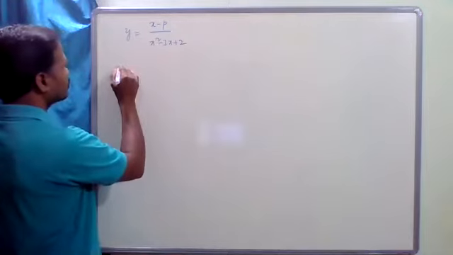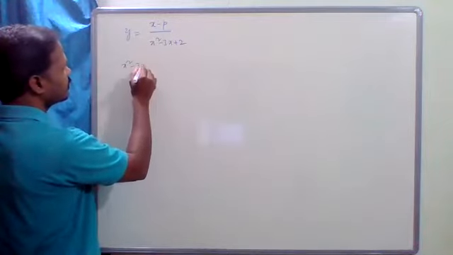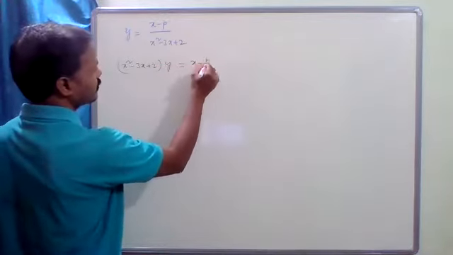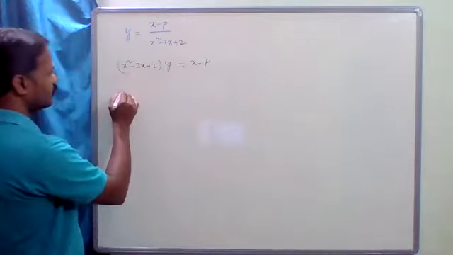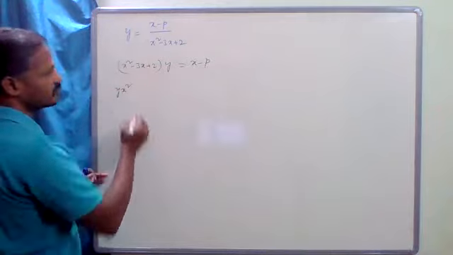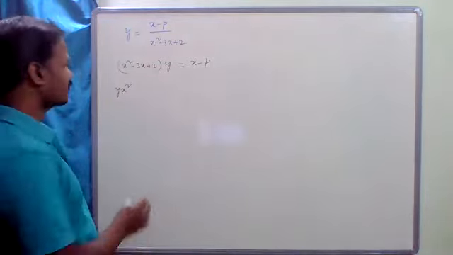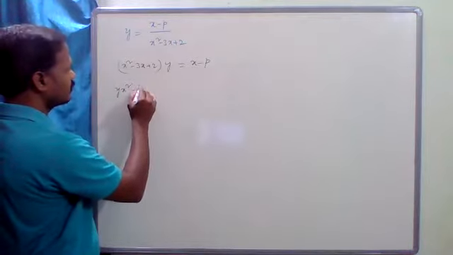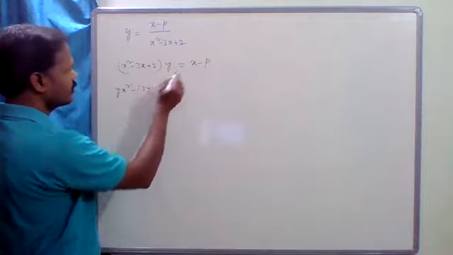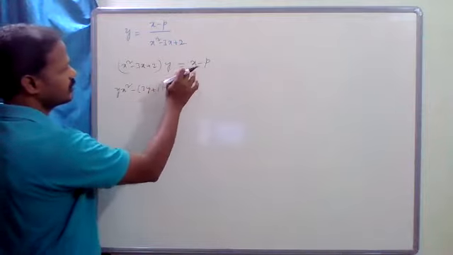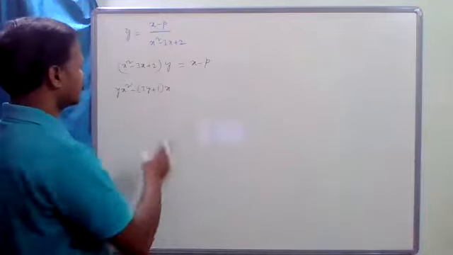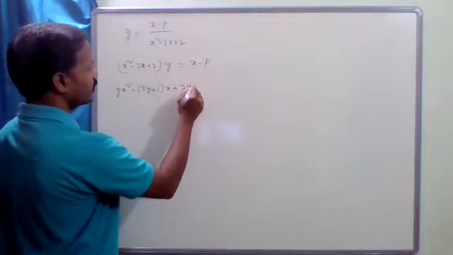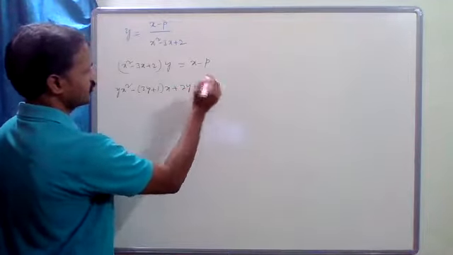And now this is (x square minus 3x plus 2) into y equal to x minus p. So y x square, and this is minus (3y plus 1) into x. Take this x to the left side, minus x. So minus of (3y plus 1) into x plus (2y plus p) equal to 0.